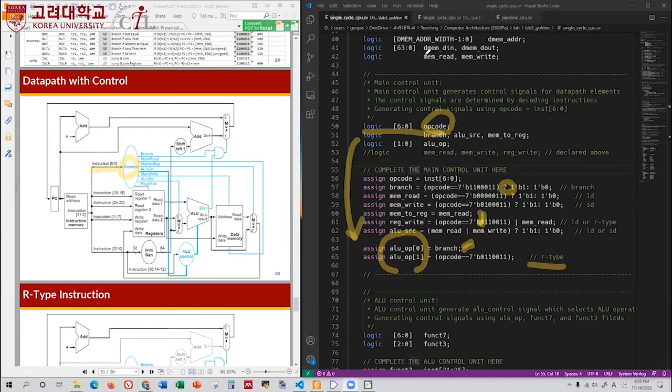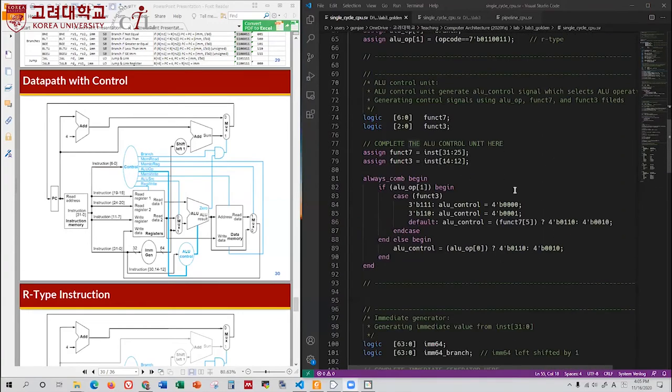Why it doesn't work? Clear. Okay. And then how about the ALU control unit? ALU control unit.